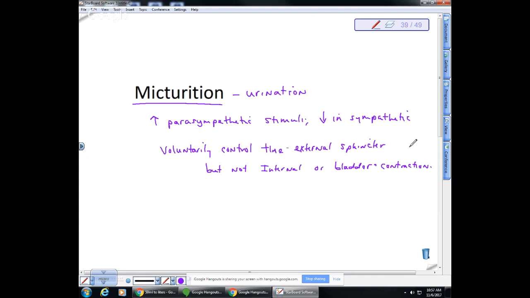Yeah. It's all mental. Okay, so this is actually controlled by the pons. And this is that part of the brainstem.